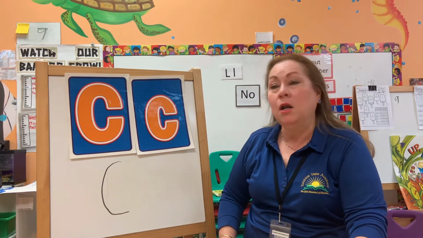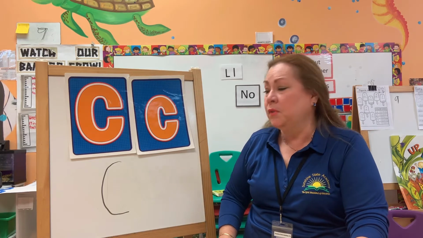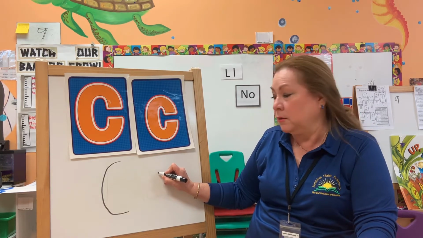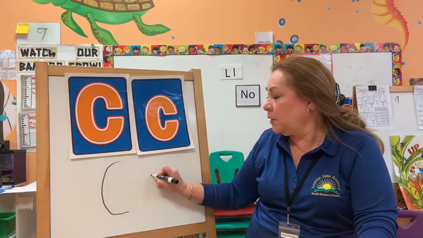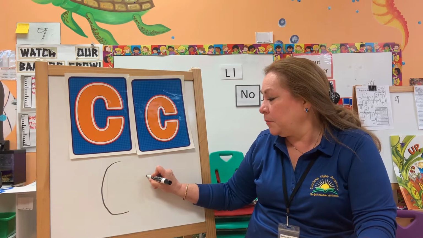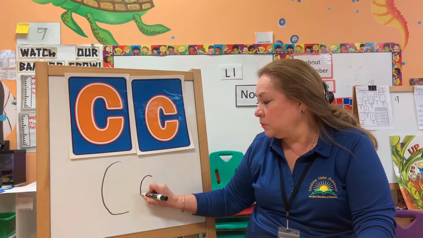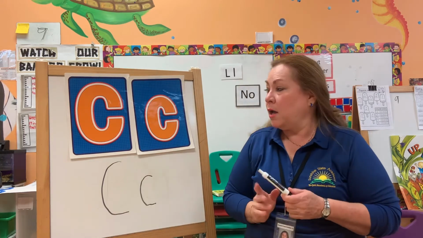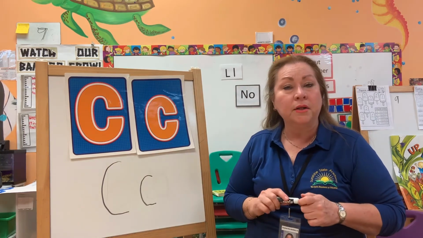Let's see our lowercase letter. The same thing, but we are going to put our pencil in the middle because it's the small one. We start right here in the middle, like a semicircle. We go down to the bottom, and we stop right here. Super easy.